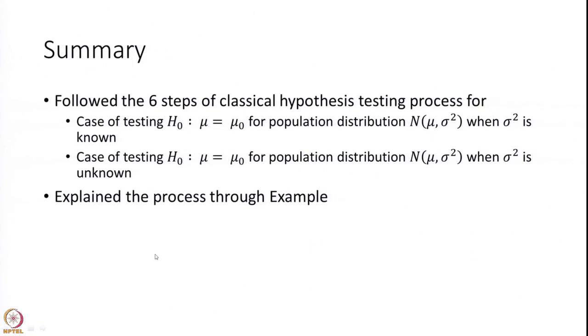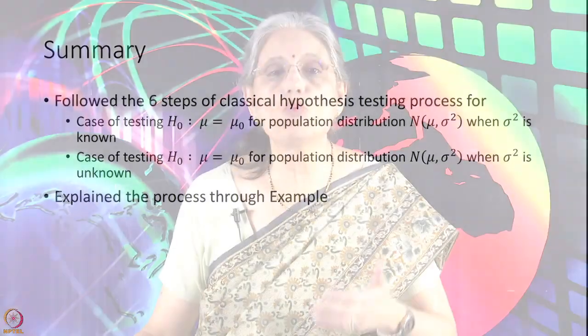So, let us summarize it. In this session we explained two examples or two methods assuming normal population. We followed 6 steps of classical hypothesis testing process and for both the methods, where sigma square is known and sigma square is unknown, we gave an example to demonstrate what really we have to do.